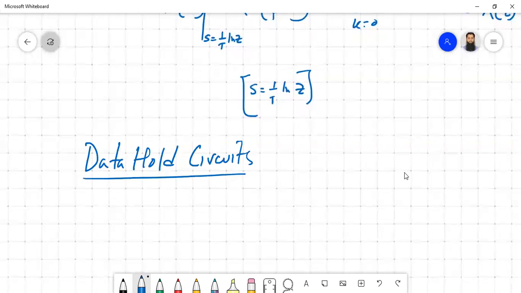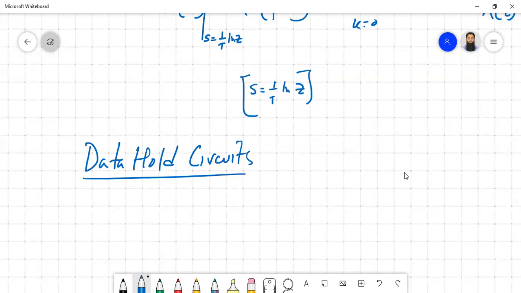So what is data hold? We know that from the computer we receive the train of pulses, but we cannot drive our plant with the train of pulses. So we have to have some mechanism to convert those pulses into a continuous time signal. The data hold is basically a process of generating that continuous time signal.